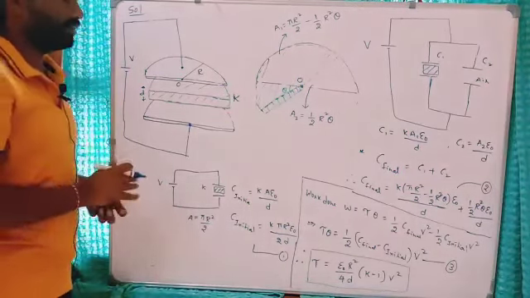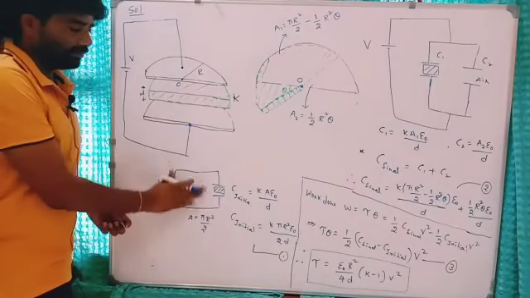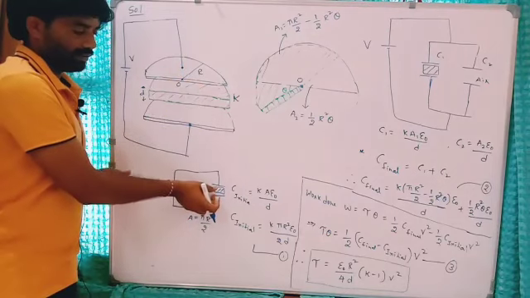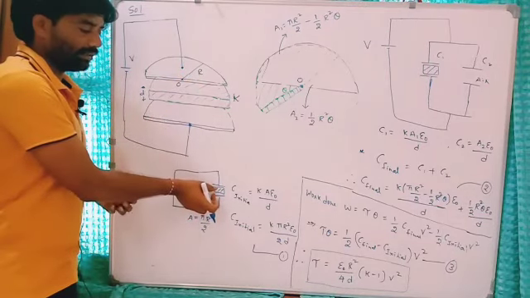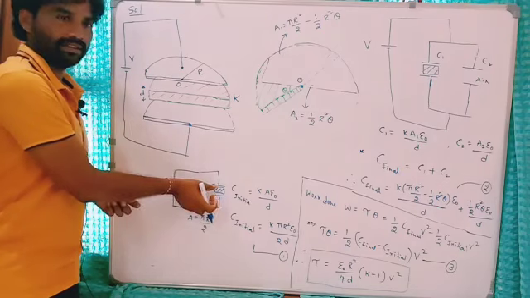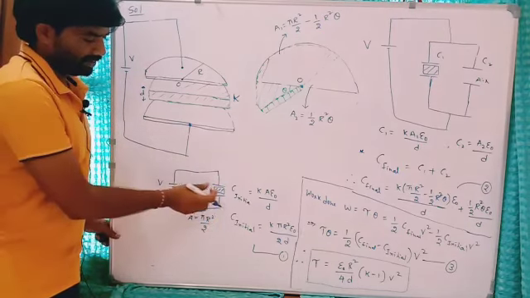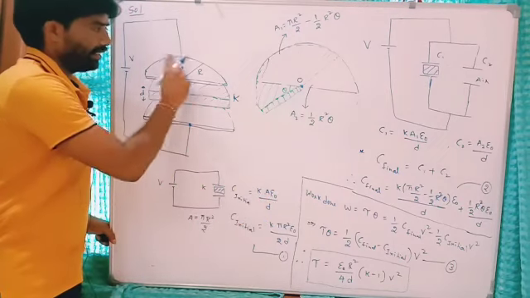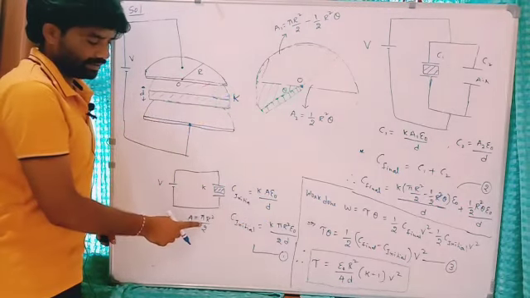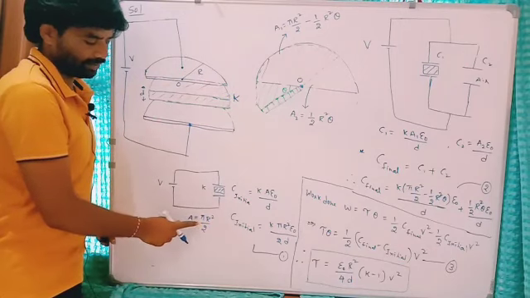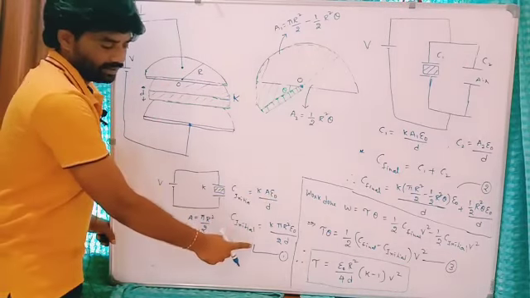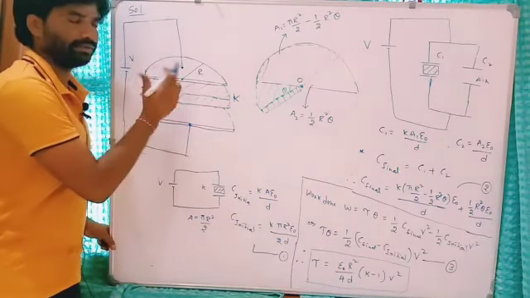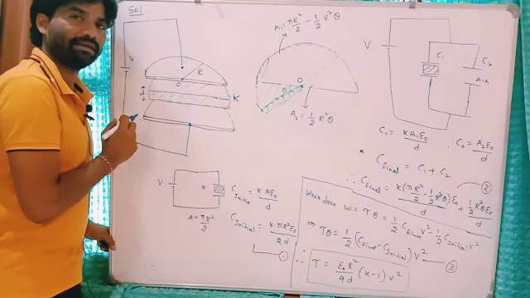So for that I have written its equivalent diagram here. This is the capacitor with a dielectric material completely filling the space between the plates. Now its capacitance is K A epsilon naught by D, where A is the area of these semicircular plates, that is pi R square by 2. I have just substituted, so I got relation 1. This is the initial capacitance before rotating the dielectric slab.